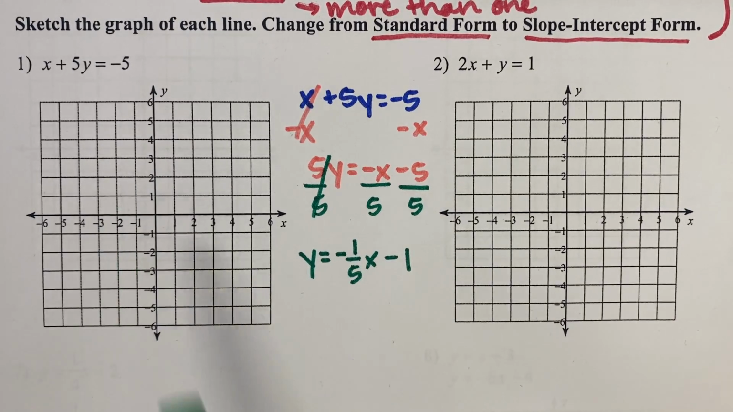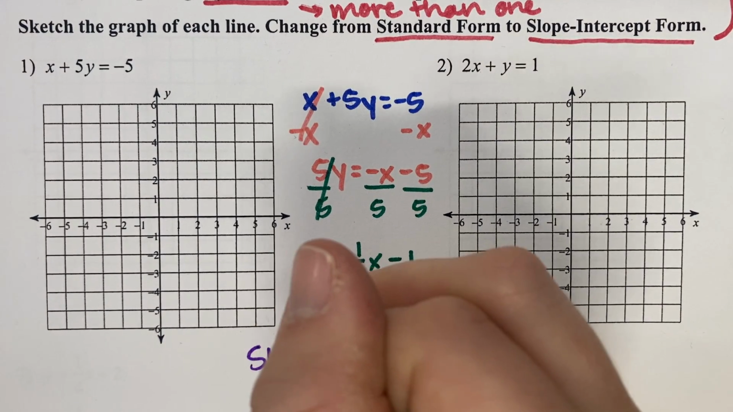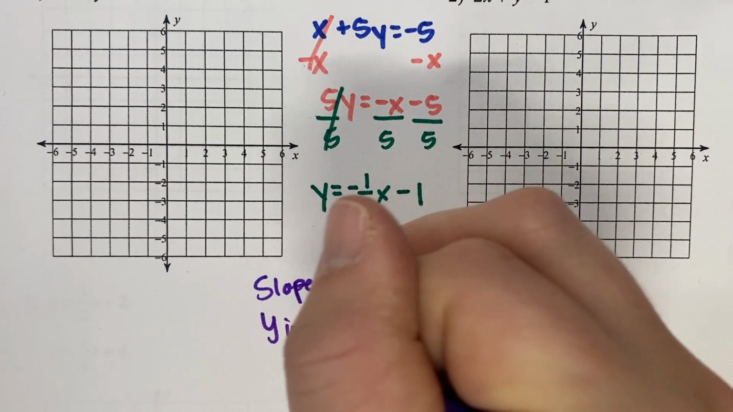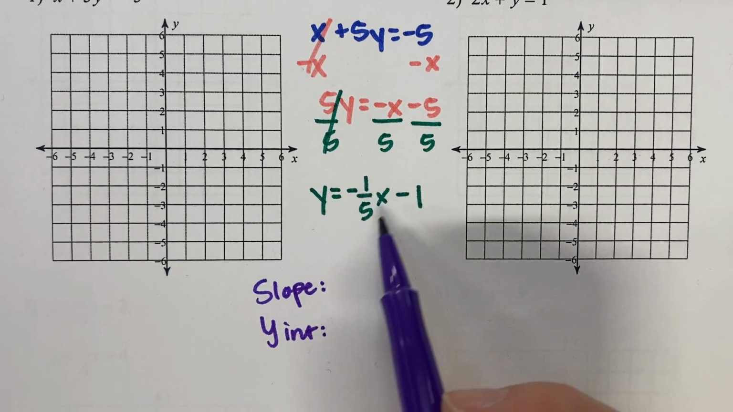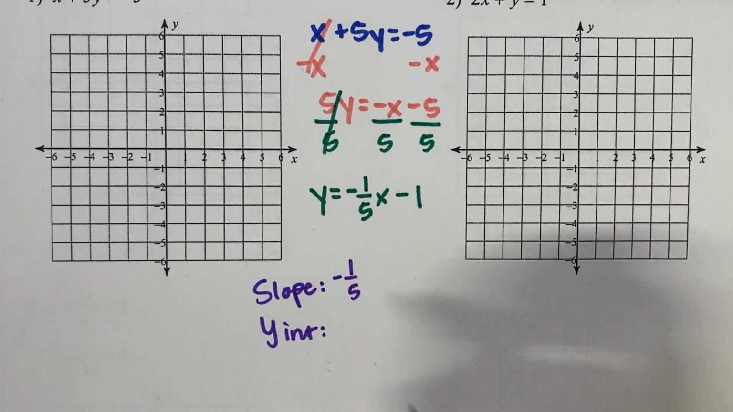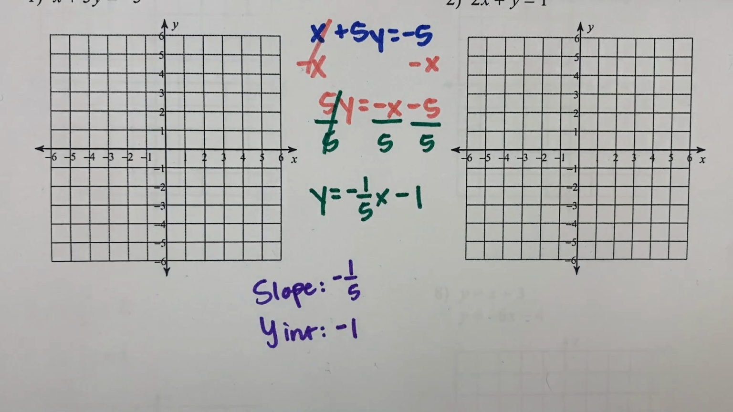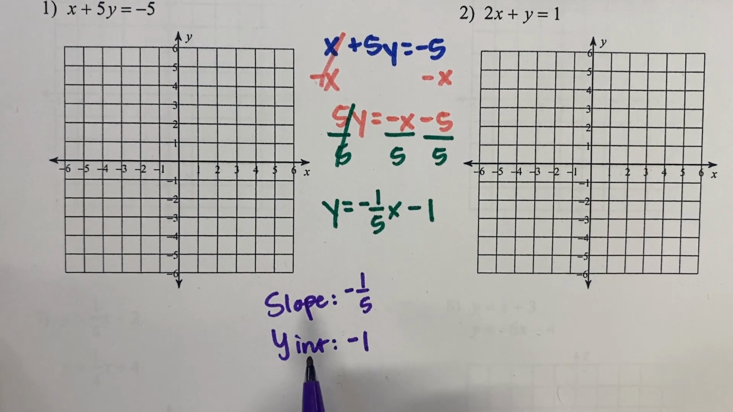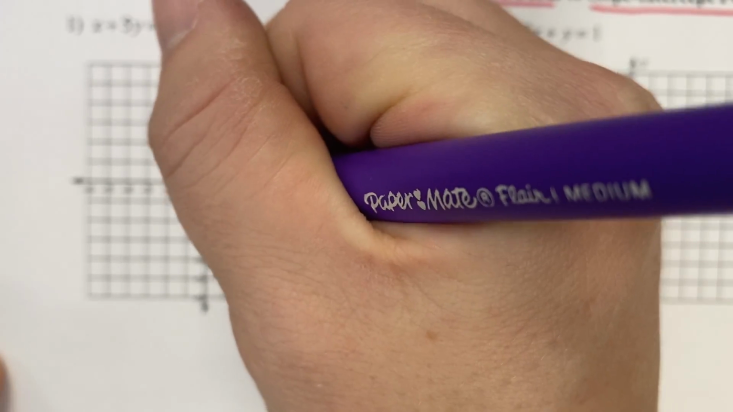So let's go ahead and graph it now that it's in slope-intercept form, because we know our slope and our y-intercept using our new green equation. Our slope, remember, is always right in front of our x, so it's negative 1/5. And our y-intercept is the number on the end, negative 1. When graphing, you always start with your y-intercept. That's an actual point on the y-axis. So find negative 1 and put your first point.